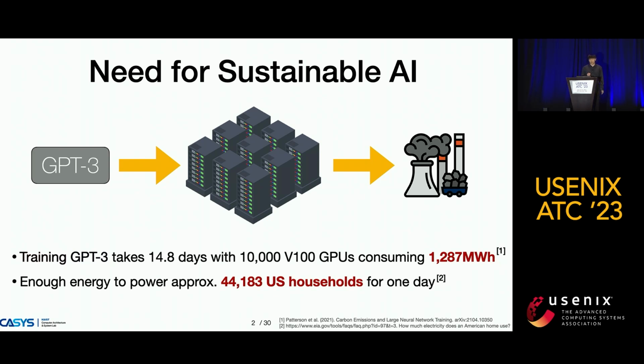Training and inference of large language models consume a significant amount of energy, and this leads to a significant amount of carbon emissions. For instance, training GPT-3 consumes enough energy to power approximately 44,000 US households for a single day. With the rapid expansion of AI, it's crucial for data center providers to actively seek ways to shrink their carbon footprint and make AI more sustainable.